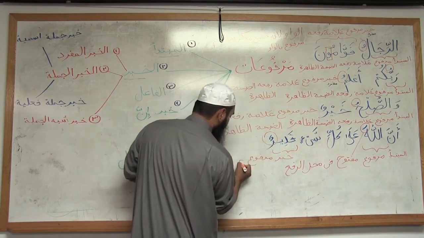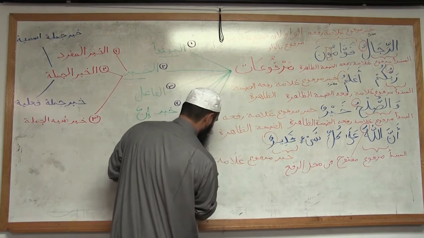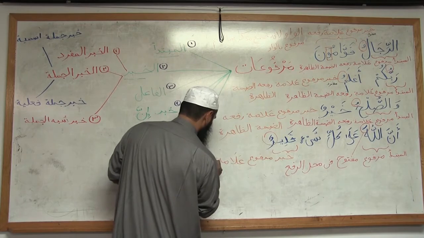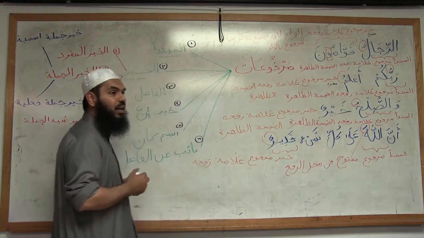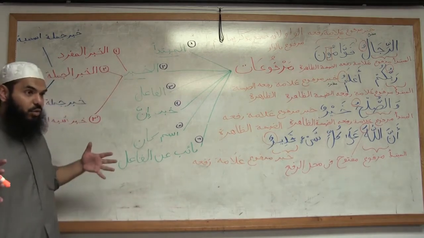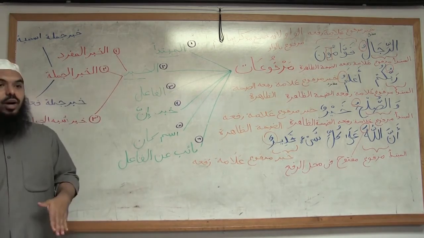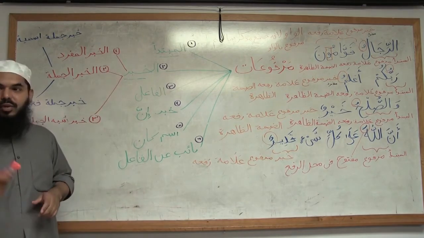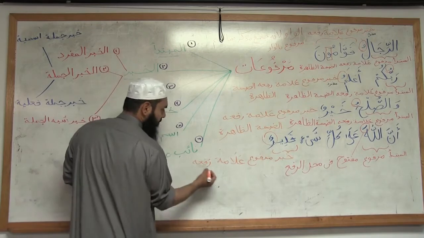Where is the alamat al-rafa? Actually, is inna and anna the same ruling? Yes. Anna and inna are ikhwat. And there's a lot of ikhwat. We're going to cover all of them. You're going to memorize inna and all her ikhwat, kana and all her ikhwat like we did in the other class. So, inshallah, you will know all of them.